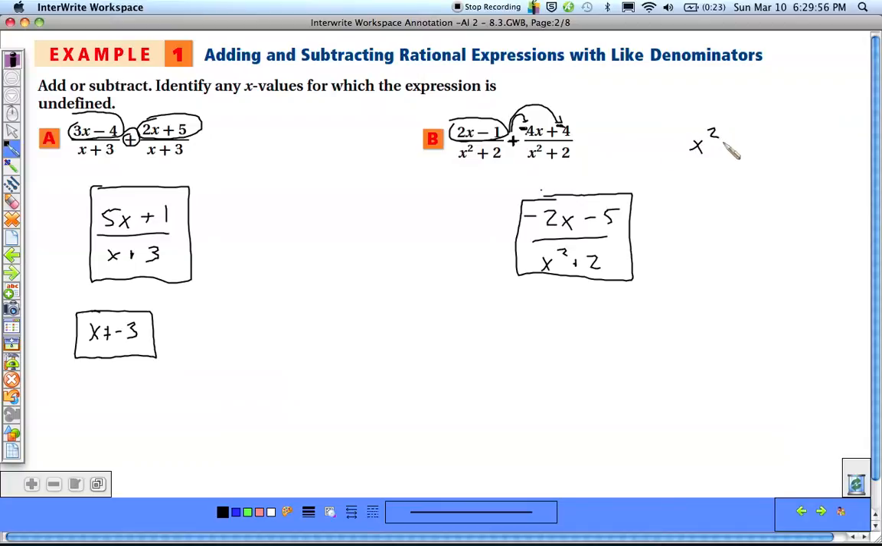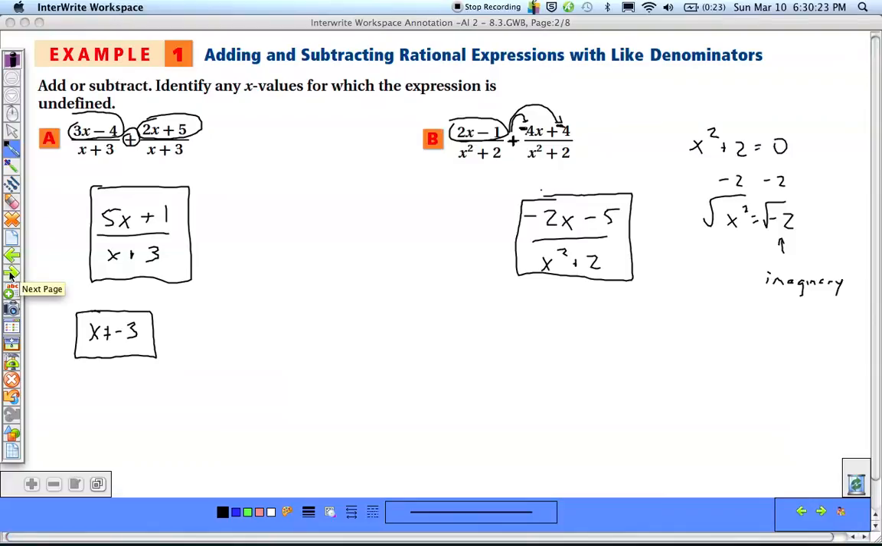Whereas for the undefined part, this is where we need to set this denominator equal to 0. Since they're both the same, we really only have to deal with one of them. We subtract 2 on both sides, get x squared equals negative 2. When we square root that, since we're trying to square root a negative, this is where we get an imaginary number. And since we really have an imaginary number, we don't have any values of x that would make this an undefined value. We're not going to worry about imaginary answers here, so there are no values of x that would make this an undefined problem.